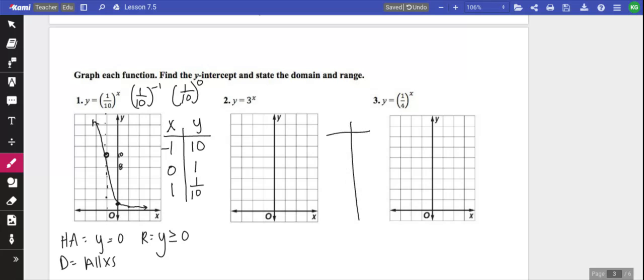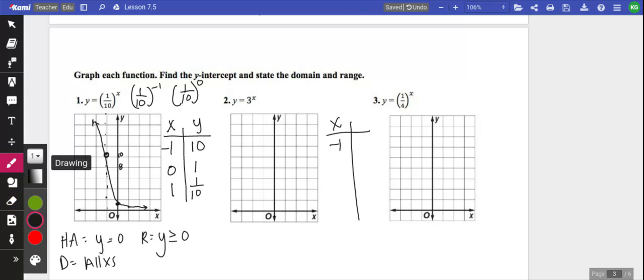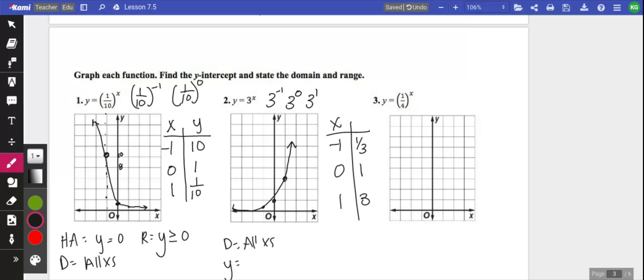Number 2 is -1, 0, and 1. So 3 to the negative first power needs to be flipped, so it becomes 1/3. 3 to the 0 is 1, and 3 to the first is 3. So -1, 1/3, 0, 1, and 1, 3. And it's an exponential curve. Domain is all x's, and range is y's greater than or equal to 0.